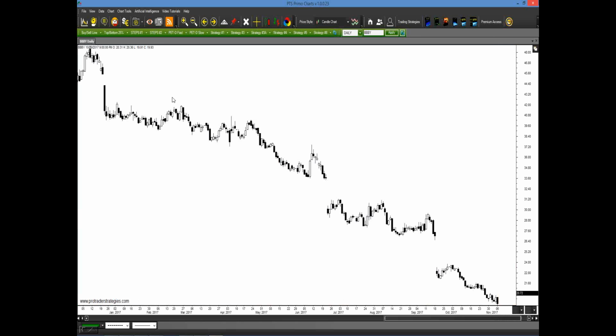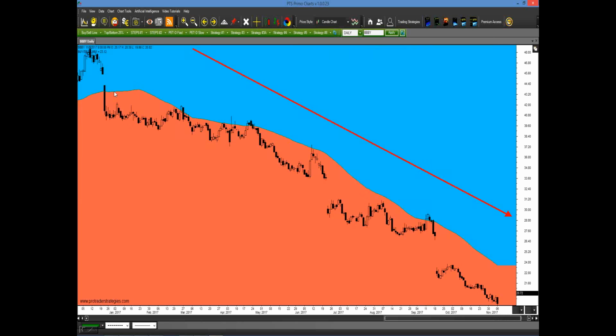BBBY, once again, another stock that's been going straight down into mid to late November. We see here that starting in January, the beginning of the year, what did the market tell us? We had consistent closes in the red zone. It's telling us, I want to go lower. Don't buy me. The only way you're going to make money is by either staying out of me or by shorting me. Unfortunately, this is not the way most traders trade.